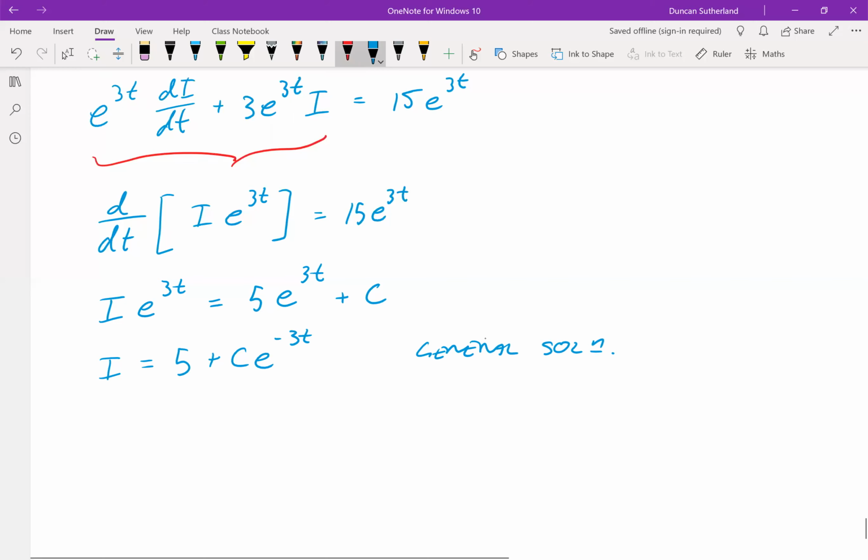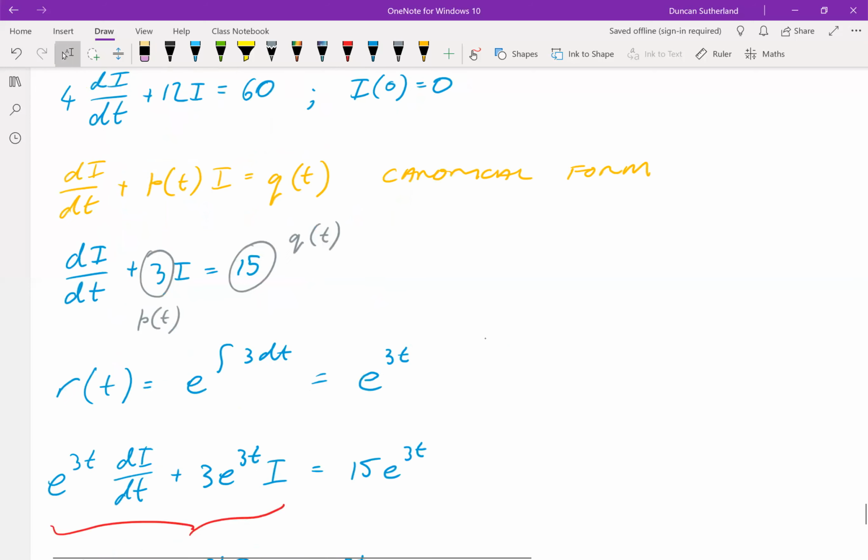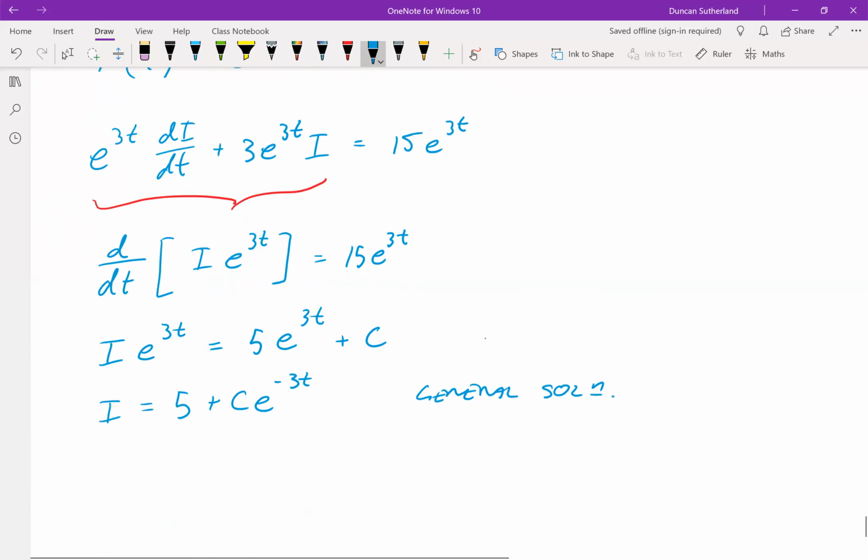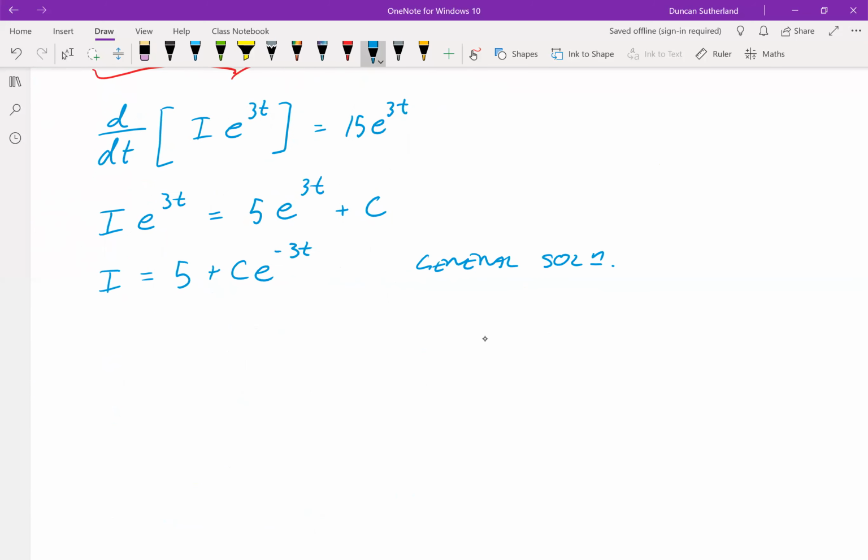We were given an initial condition. We were told that I of 0 is equal to 0. And that should be enough to solve for C. We simply plug in the values.